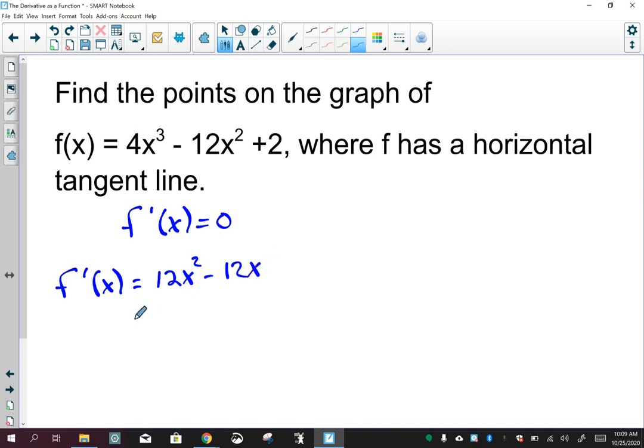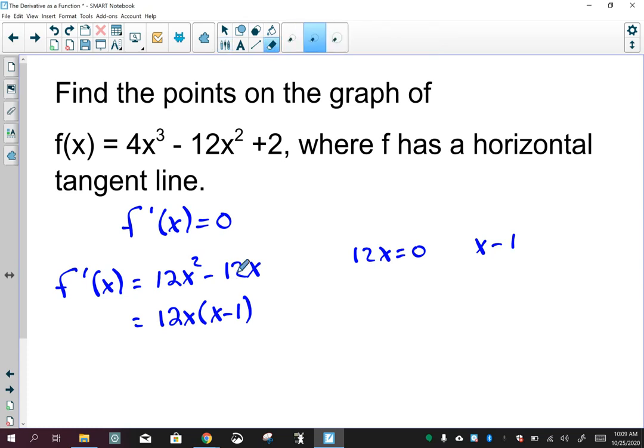I'm going to clean this up. So that's 12x times x minus 1. Is that right? Oh, yeah. And then I'm going to set this equal to 0. Okay? So then I'm going to say 12x is equal to 0, and x minus 1 is equal to 0. Oh, wait, did I make a mistake? I made a mistake. Hold on.